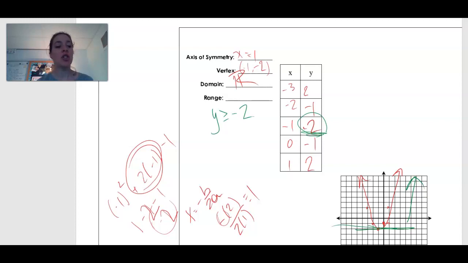So I want you to take what you've learned, and I'm going to post the answers to these examples so that you have some to look at, and just work through them and see if you can graph your own quadratics.